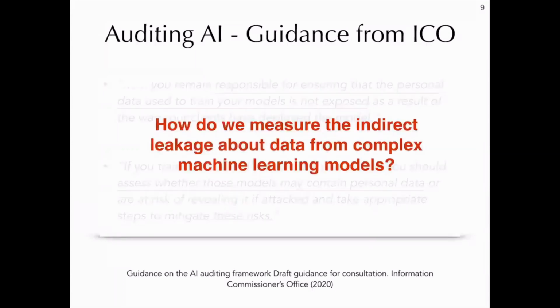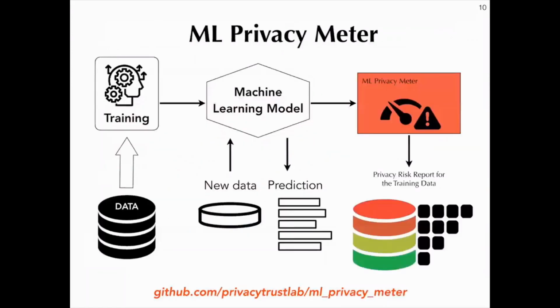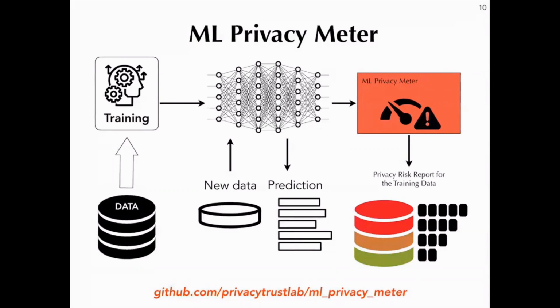But how do we measure this indirect leakage about data from complex machine learning models? Our tool, ML Privacy Meter, generates risk reports for the training data from machine learning models. It produces risk scores for all the records in the training set. These scores can be useful in identifying the fraction of records that are under high risk of being revealed through the model. Whether it is just providing query access to a model or revealing the entire model, ML Privacy Meter can readily estimate the privacy risk to training data.